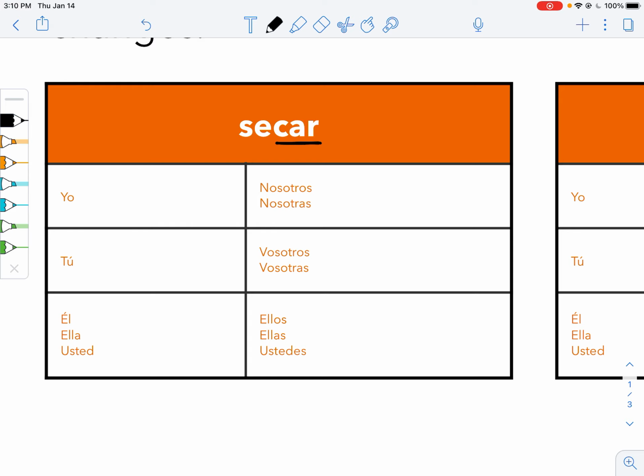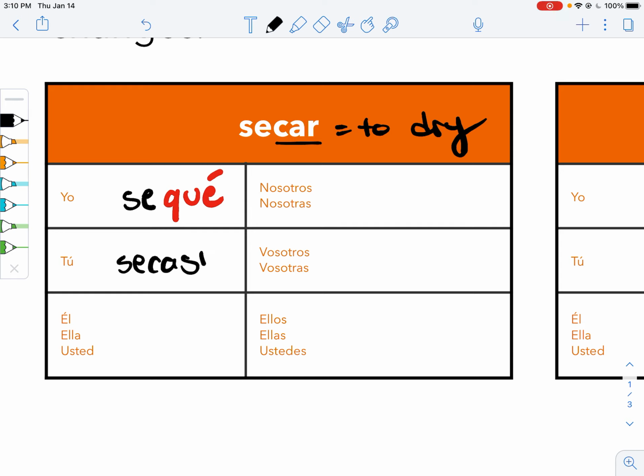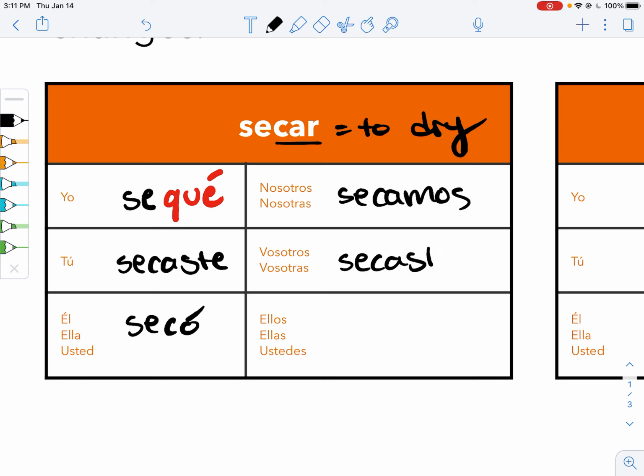Remember, C-A-R verbs will have a weird Q-U-E with an accent ending. Secar means to dry, fun fact. So this gives us sequé, secaste, secó, secamos, secastes, secaron.